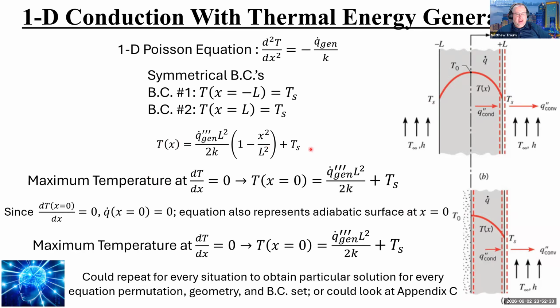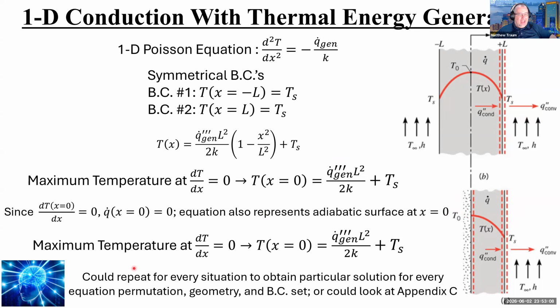So this solution that we get is true both for a symmetrical convection situation and for a situation where the wall, instead of being 2L thick, is just 1L thick, and the far right side of the wall is covered with an adiabatic coating that prevents heat transfer. Hence, the derivative of the temperature there is 0, because you can't transfer heat through an adiabatic boundary condition. So I just thought that was cool. It's a neat little calculus trick where you can use one solution for two different configurations.